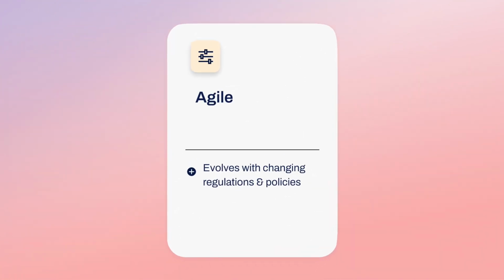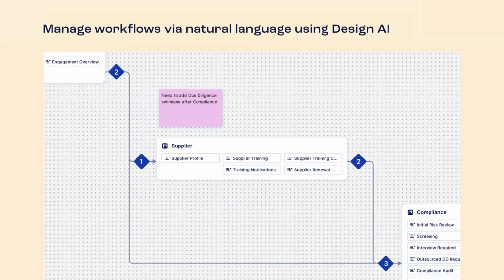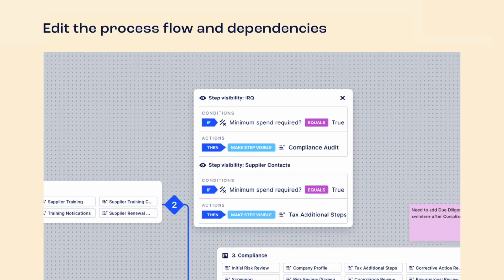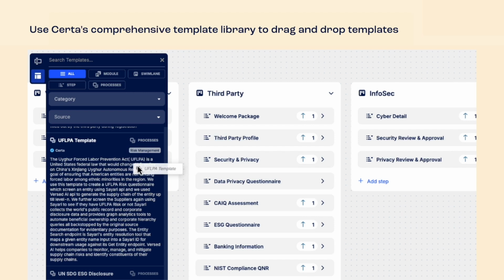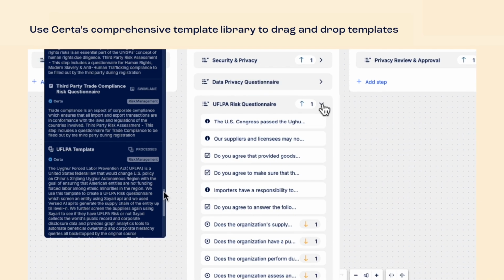Certa is agile. Manage workflows using natural language with Certa AI, effortlessly editing process flows and dependencies. Certa's drag-and-drop template library makes it easier than ever to add core compliance questionnaires to your workflows.